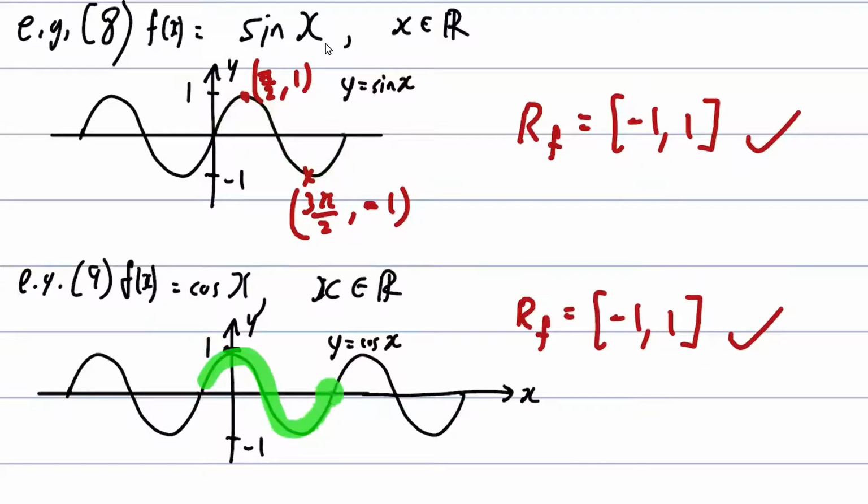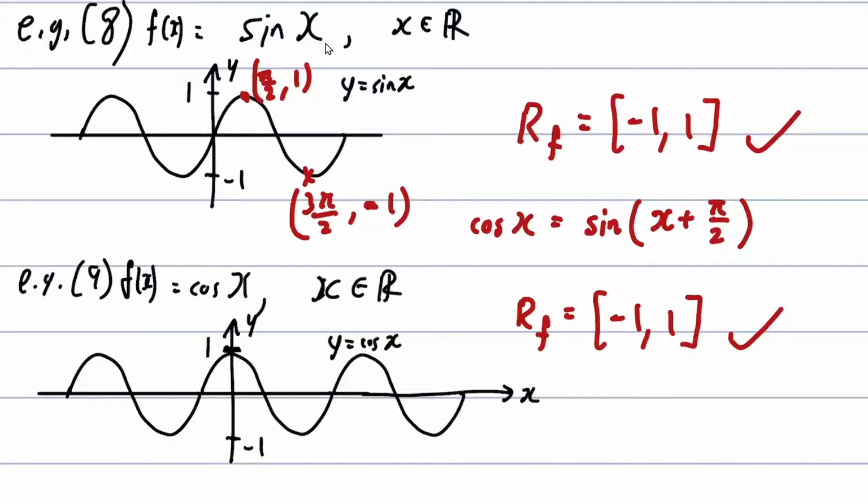it's really just a translation by 90 degrees or pi over 2. You are just moving leftwards. So by knowing graphical transformations already, cosine x is really just sine x, but you need to move the sine x to the left by 90 degrees, by pi over 2 radians. So it's just sine of x plus pi over 2. Correct or not? Okay, good. Moving on.